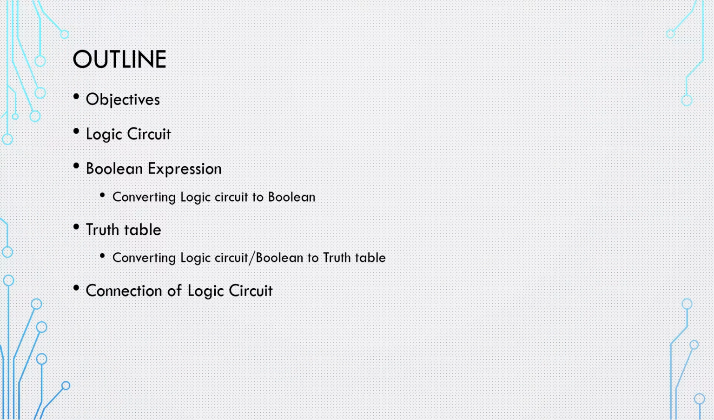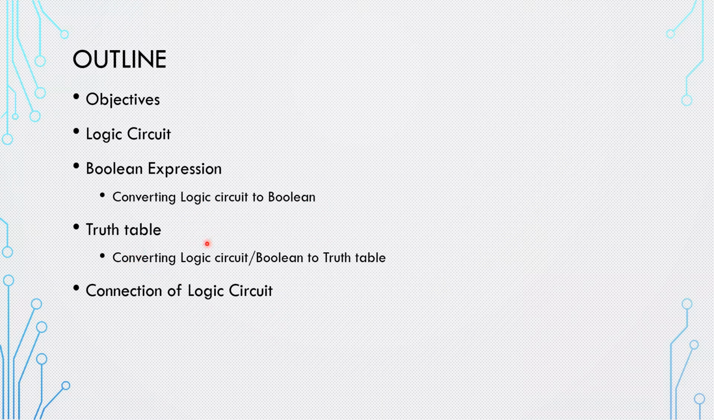So this is our outline for today's experiment. First, we'll talk about the objective, then a little bit about the logic circuit and what we mean by it. Then we're going to highlight some important notation that you need to know about any kind of logic circuit. You have to know how to find the Boolean expression for the logic circuit, and we're going to have an example to convert a logic circuit to Boolean.